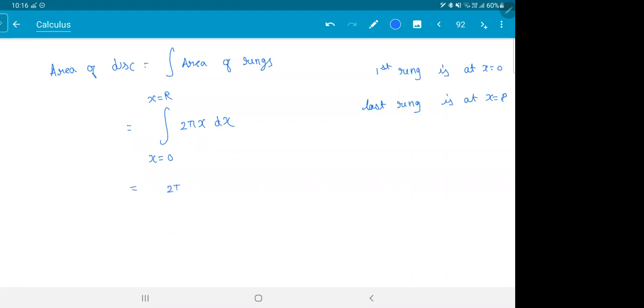So 2 pi is constant, it comes out, x dx. Limits are from 0 to r. So this is 2 pi x square by 2 from 0 to r. 2 gets cancelled out. R square minus 0. Pi r square. Make sense?